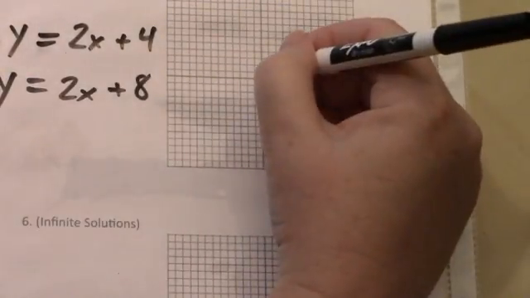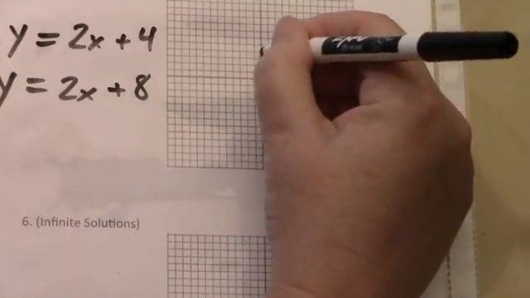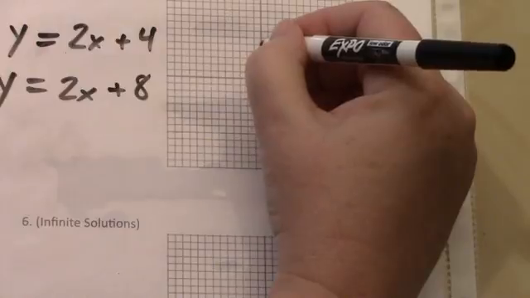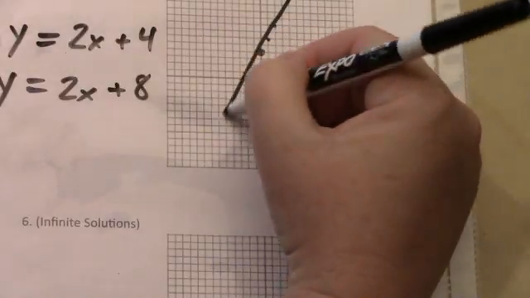This one starts at 4: 1, 2, 3, 4. With a slope of 2, up 2 over 1, up 2 over 1. There's my first line.